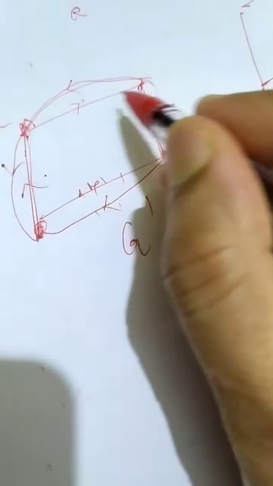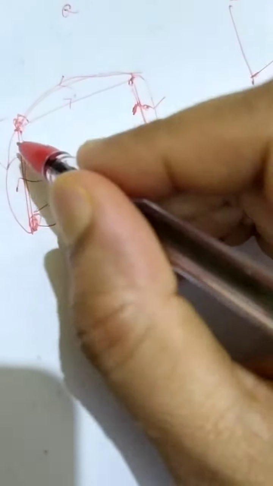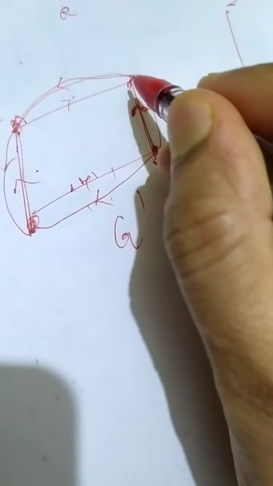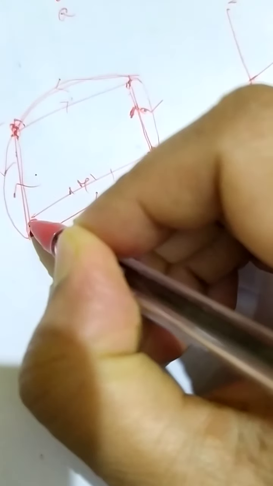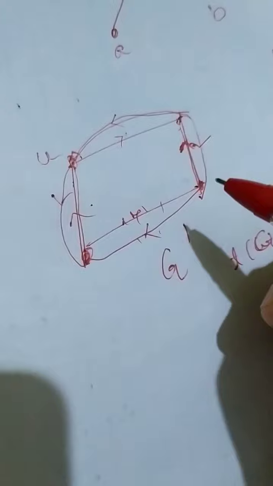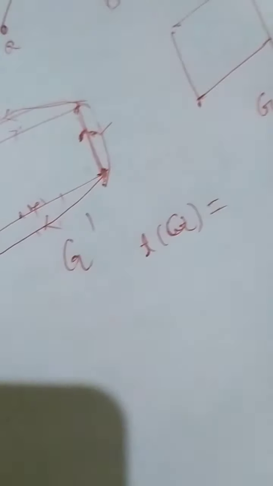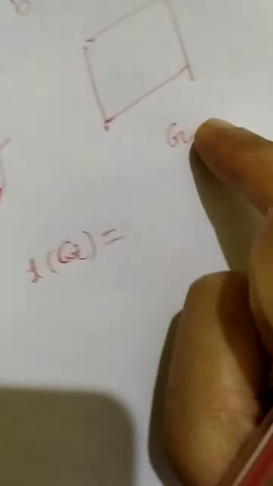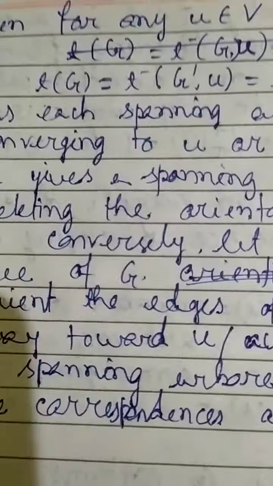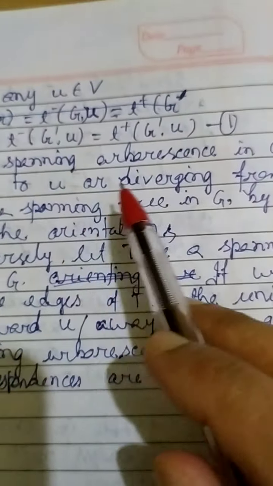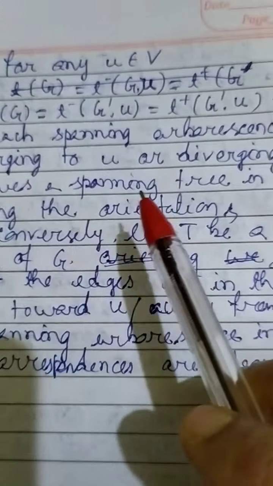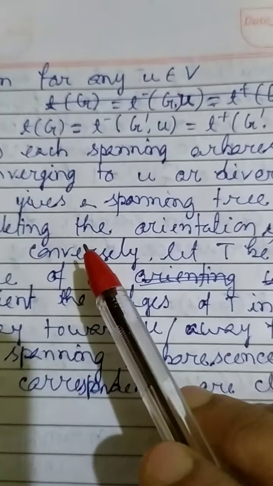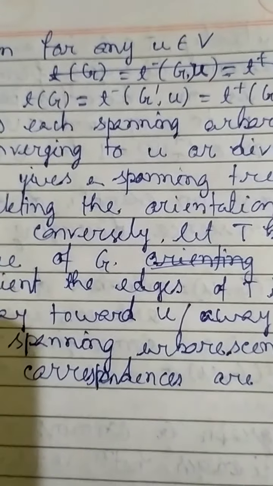These are the edges. You just observe that the out degree of this vertex is equal to 1, the out degree of this vertex is equal to 1, and the out degree is equal to 0. So this is nothing but actually a spanning tree. So they are actually equal. A spanning arborescence converging to u or diverging from u gives a spanning tree in Z by deleting the orientation. Just delete the orientation.